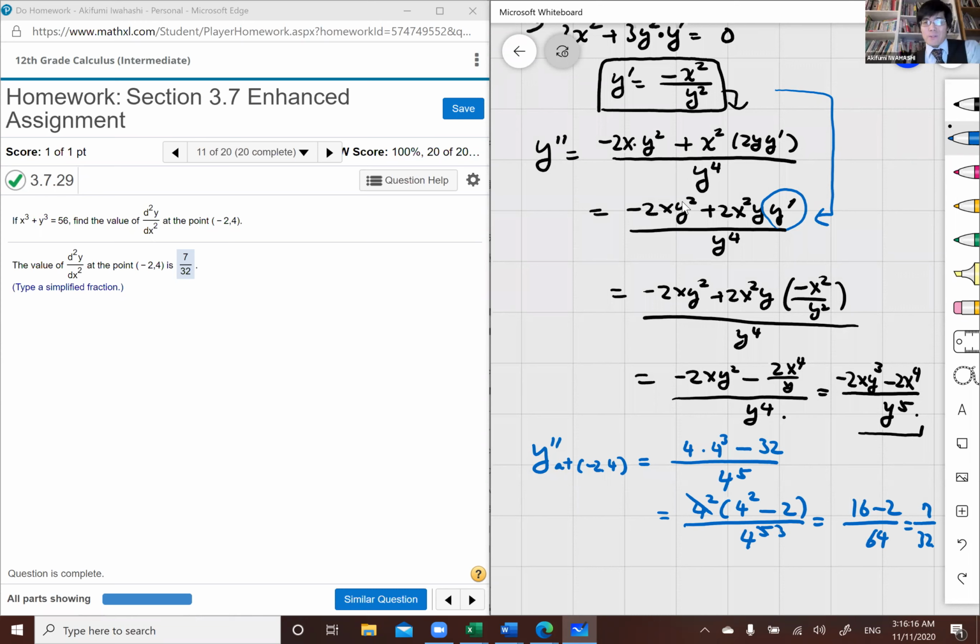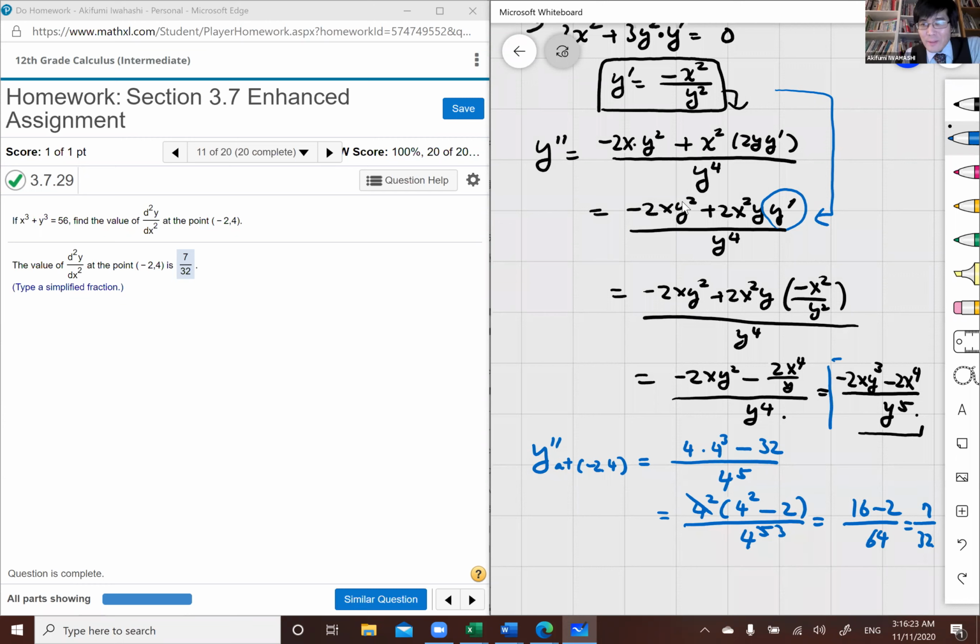Well, here's some suggestion. The problem doesn't ask for y double dash in simplest form. It doesn't ask for this expression. We just needed to find y double dash at this point. So in that case, you probably didn't have to simplify the expression. Maybe from here you could stop, or maybe here you could stop. And what you do, just plug in -2 and 4 here.